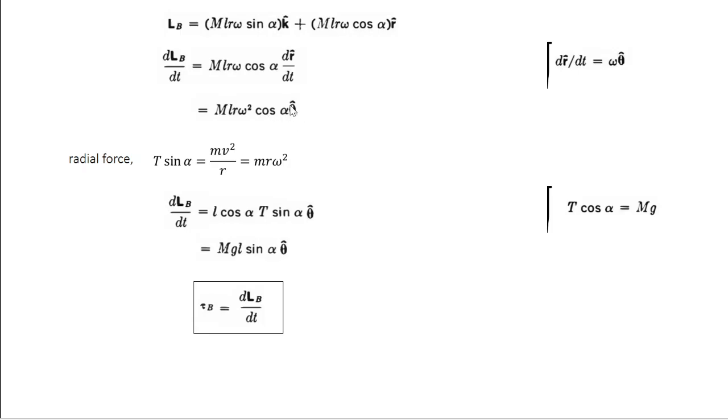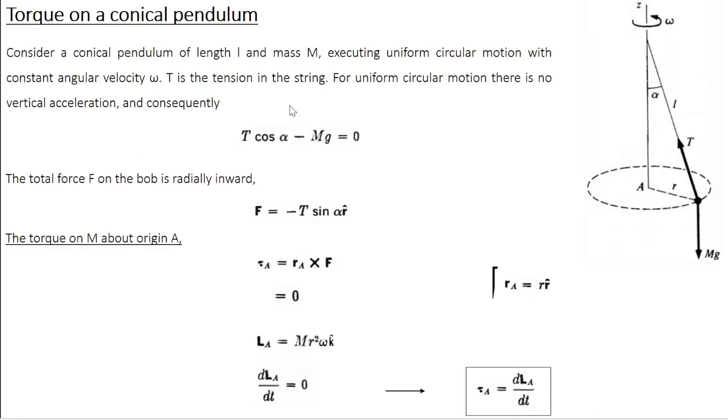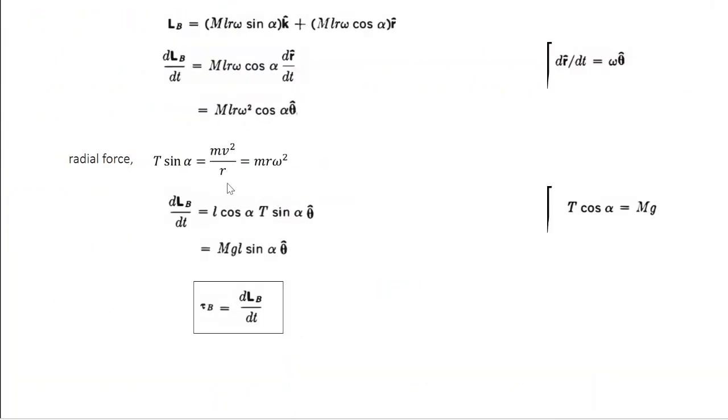Now as I said, the radial force is nothing but the centripetal force. This is the one which provides the centripetal acceleration required for the circular motion. And I know the expression for centripetal force. This is mv squared by r. So I can write T sin alpha equals mv squared by r. Or in terms of angular velocity, I can write it as mr omega square, because linear velocity v equals r into angular velocity omega. v equals r omega. Okay.